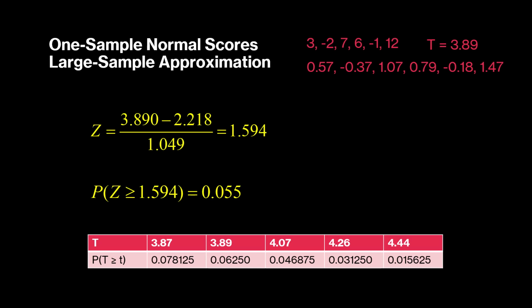Remember that the larger the number of observations, the better the approximations. That's serendipitous, because when are we going to need to use large sample approximations? When we have many observations.